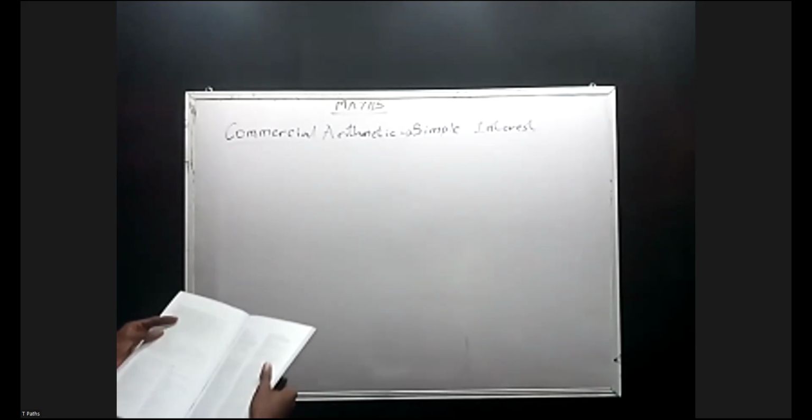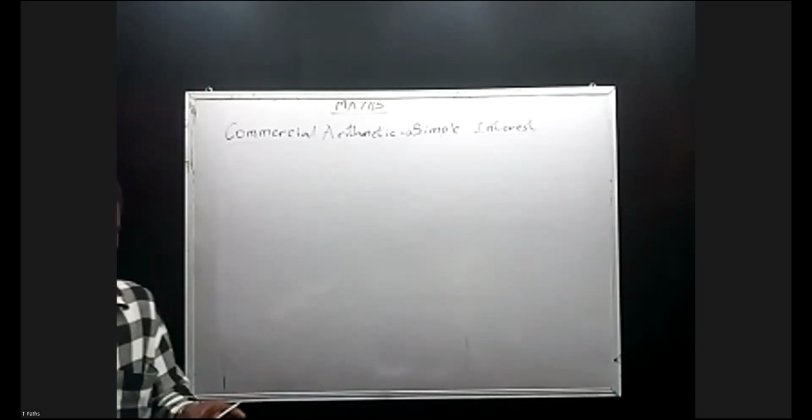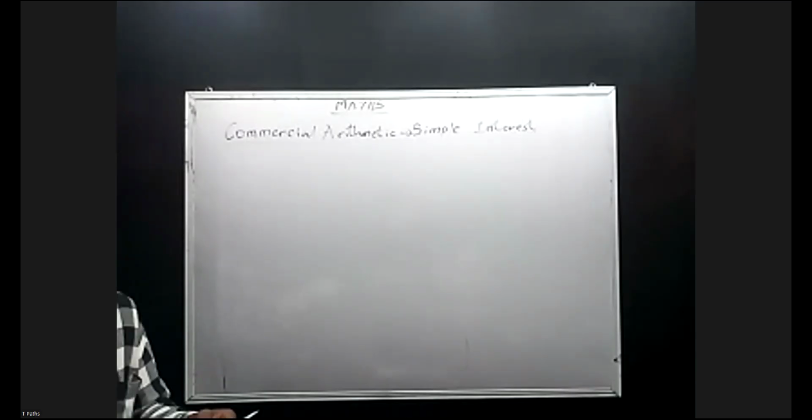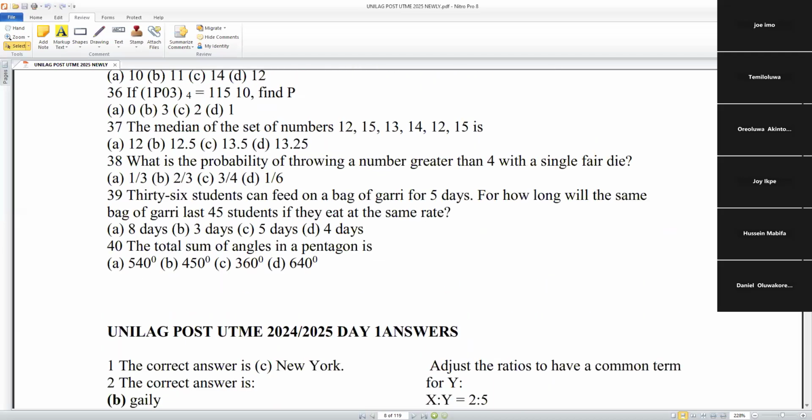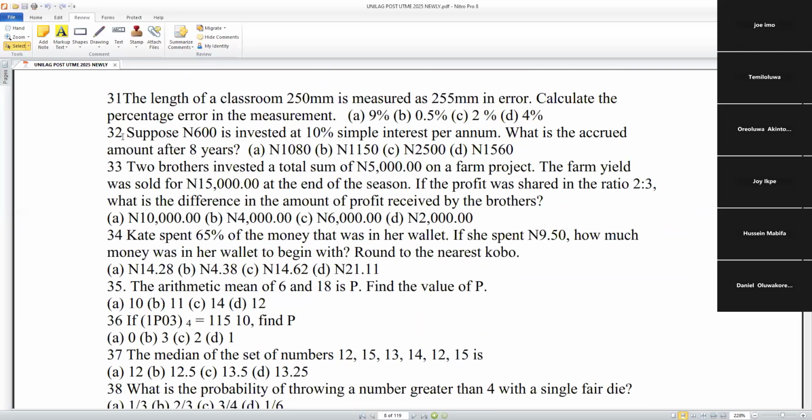All right, so let's look at the question from the past question. Looking at question 32, page 8, question 32 from the Unilag past question. Question 32 says, suppose 600 is invested at 10% simple interest per annum. Now, who can tell me what the 600 is? Principal. The amount invested is the principal. So, he has the principal as 600.